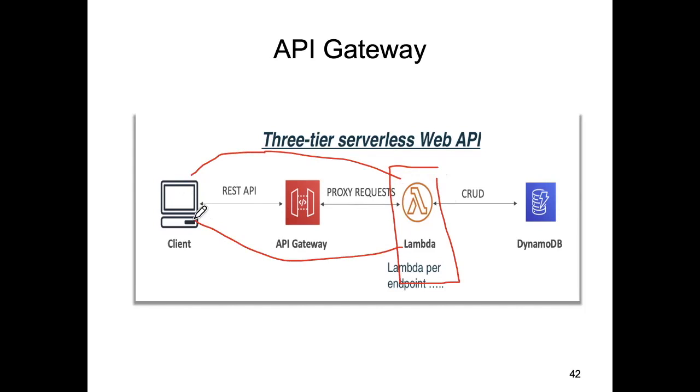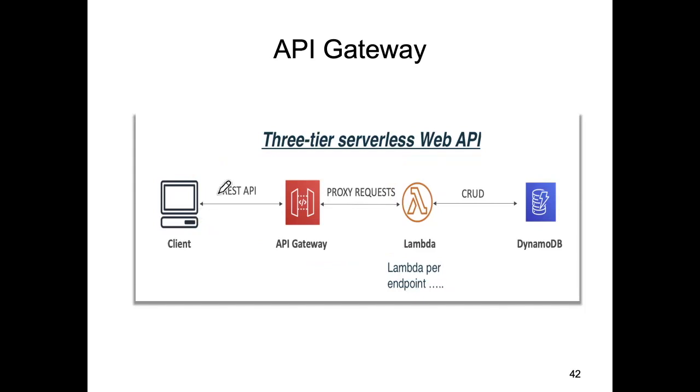A nicer approach would be if we could route all of our requests to invoke a particular Lambda to one endpoint, if you like, and that being the API Gateway, which then takes care of routing it to the appropriate Lambda, taking the response back and sending it back to our client.